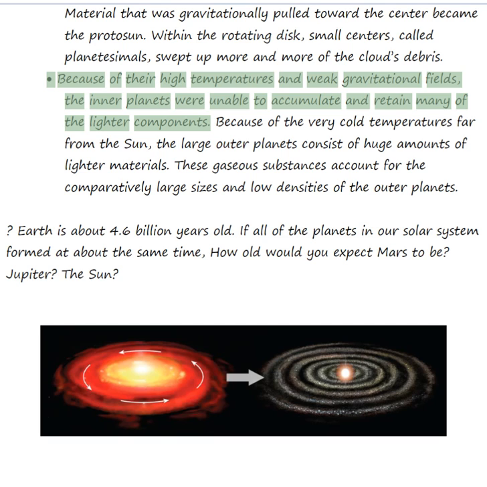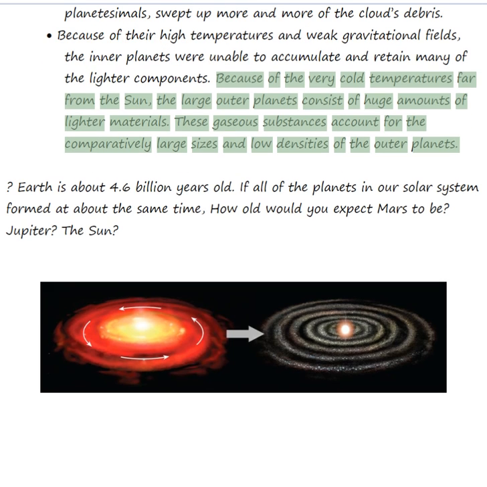Because of their high temperatures and weak gravitational fields, the inner planets were unable to accumulate and retain many of the lighter components. Because of the very cold temperatures far from the Sun, the large outer planets consist of huge amounts of lighter materials. These gaseous substances account for the comparatively large sizes and low densities of the outer planets.